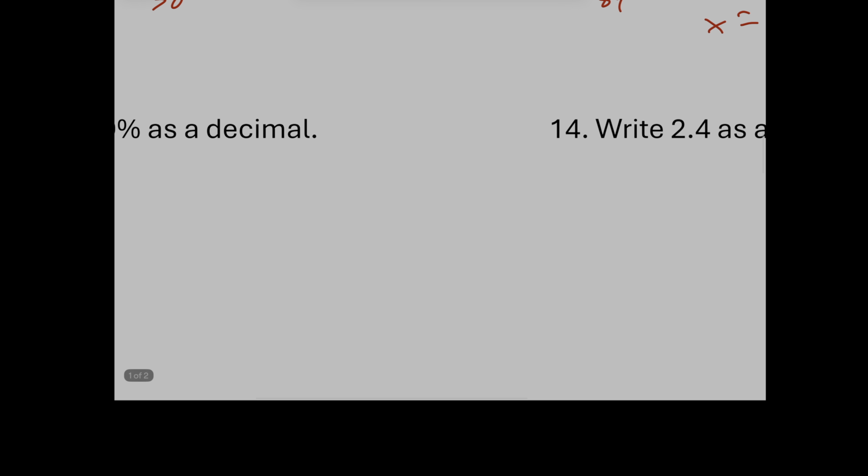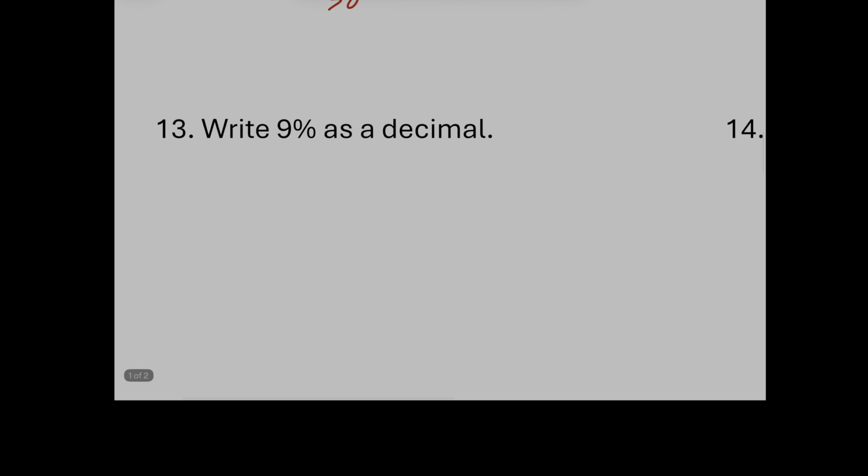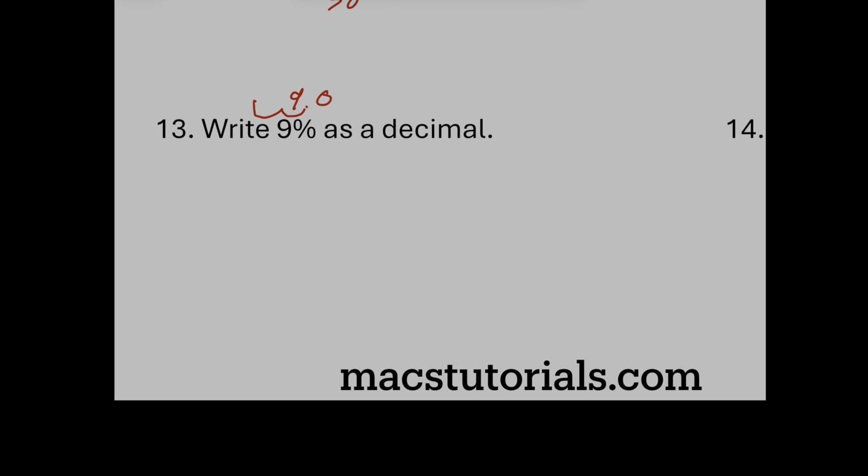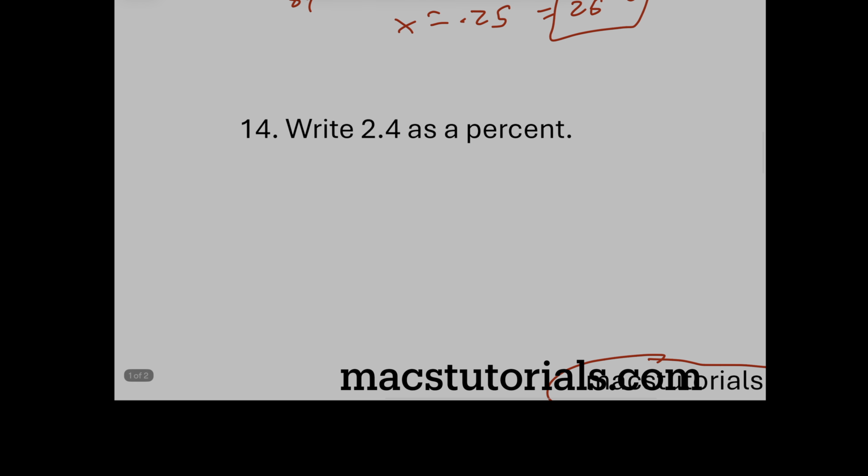All right, let's write 9% as a decimal. Well, 9 is like 9.0, right? Now, I want to write this as a smaller number, so I go over 1, I go over 2, but I need a placeholder to go over 2, so it's 0.09. Going on, number 14, last one, write this as a percent. Well, if I have 2.4 and I need to move it over and make it bigger twice, there's 1. I need a placeholder. There's 2. So my answer is 240%.